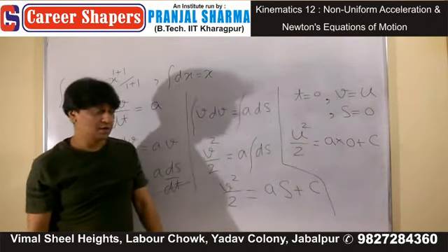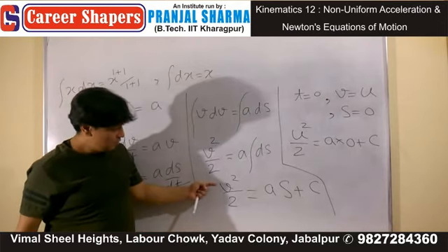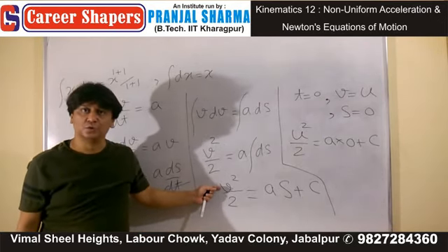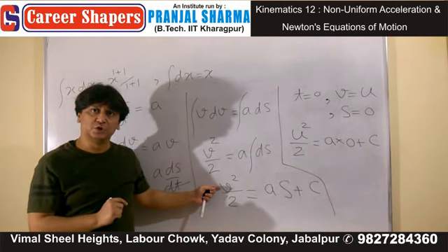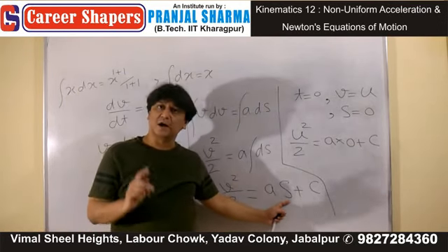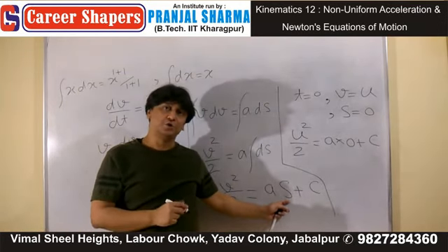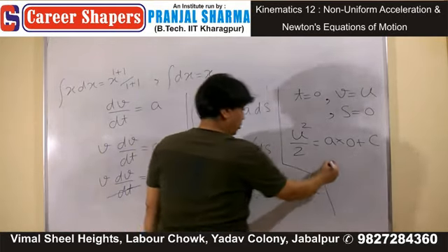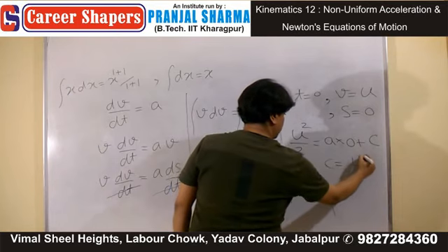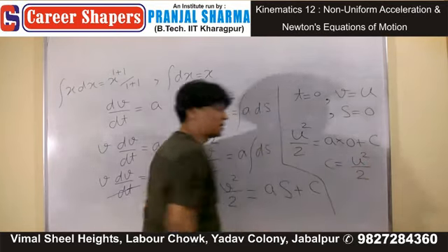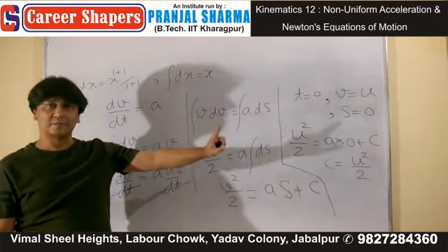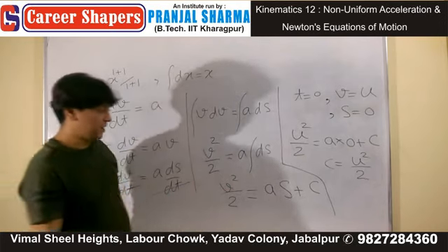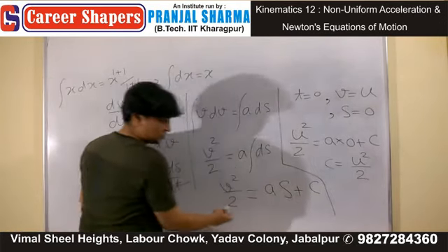Directly you are saying what? When V is replaced with U. When can you replace V with U? When you are at the starting position. At starting position, what is displacement? 0. I hope you can see that C is coming U square by 2. You got the value of C. Put this C in this equation.